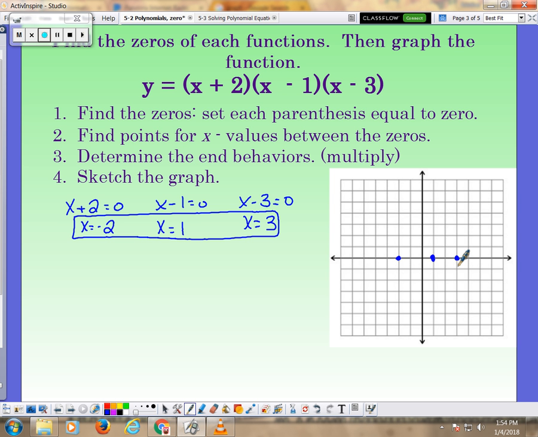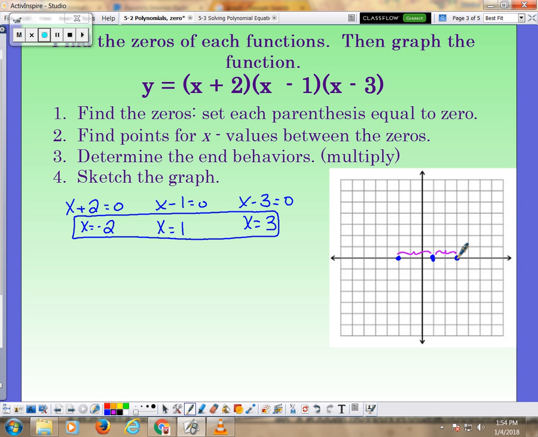Step 2 says find points for x values between the zeros. That means I need to find a number between here and here, an x. So between here and here, you need to pick an x, plug it in, and get the y answer. And then I'm going to do the same thing here. You could do the middle, but do you want to deal with fractions? No, right? But what could I pick? I can pick -1 or I can pick 0, right?